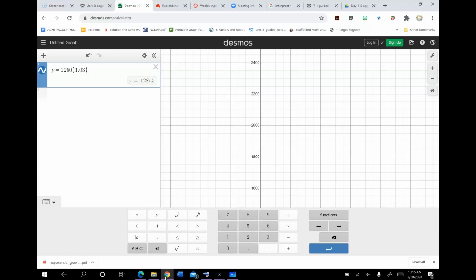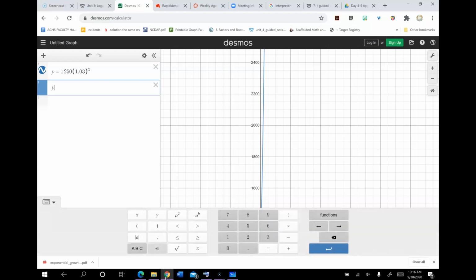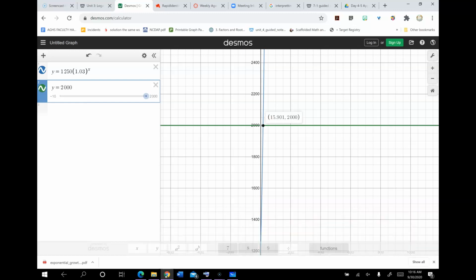We're going to have to raise it to the x instead of the n. But I want it to get to 2,000. 2,000 is right here. Well, I want to get that point. So we're going to type y equals 2,000 because I want it to get to 2,000. Okay, that's right there. That's about 16 years, right?